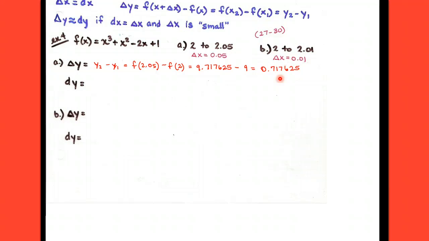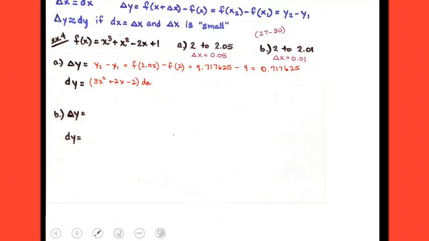So nothing new about that for us. We've done that since Algebra 1 when we were calculating slope and finding change in y values. The dy is what's new for us today. So if I wanted to find dy, what do I need first? The derivative, right. So what's my derivative going to be? All right, 3x squared plus 2x minus 2.